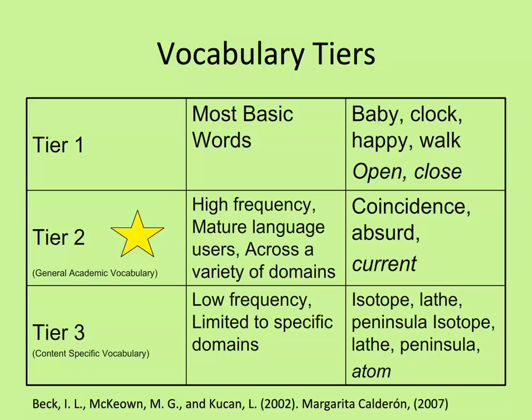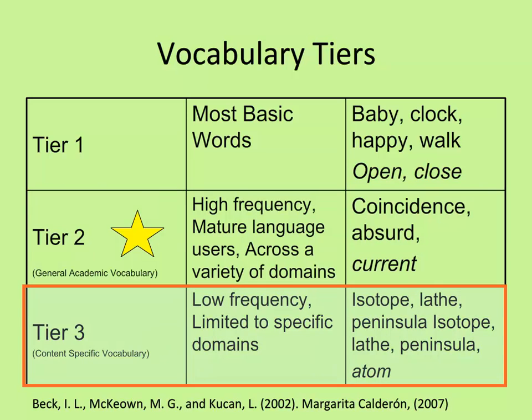There are 3 tiers. The first tier is the most basic one, for example, baby or clock. In electricity, open and close would be examples of Tier 1 words. Tier 2 are high-frequency words that mature language users use. Also, they are able to be used across domains. This means they could be used in science class as well as math and language arts. Coincidence and absurd are examples. In electricity, current would be a Tier 2 word.